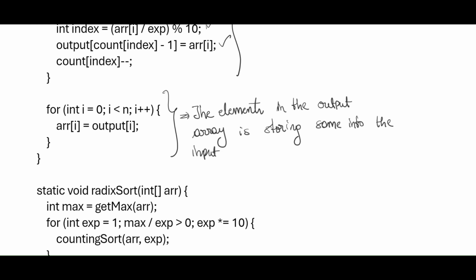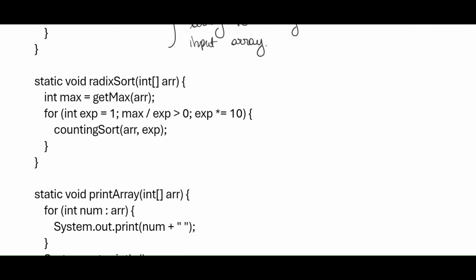It was restoring the output array into the input array, meaning interchanging the names. Okay. It copies the sorted output array back to the input array, so it gets updated. Next, we will see the main method.